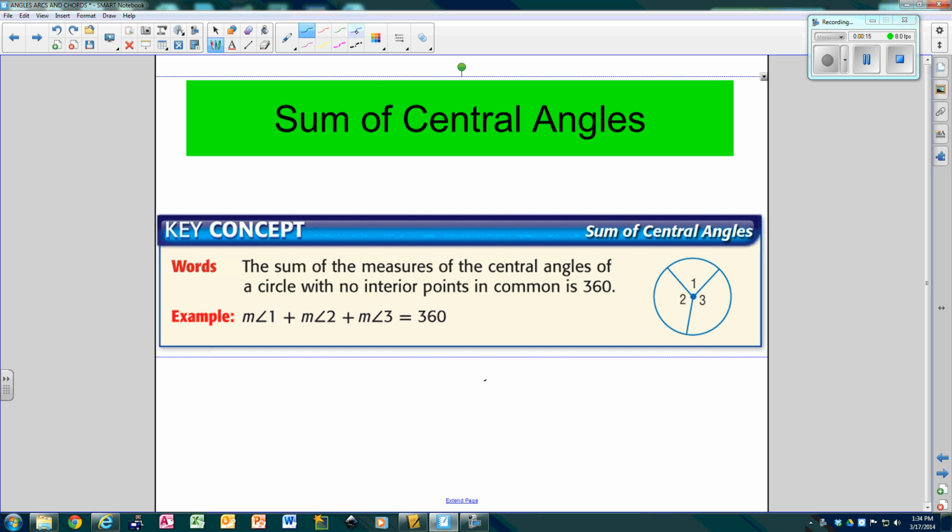First of all, a central angle is an angle that is at the center of your circle. For example, we've got this angle right here, which would be a central angle because it comes from the center of the circle. If I add them all together, the sum of the central angles, angle 1 plus angle 2 plus angle 3 will add up to 360 because all the way around they make a circle.